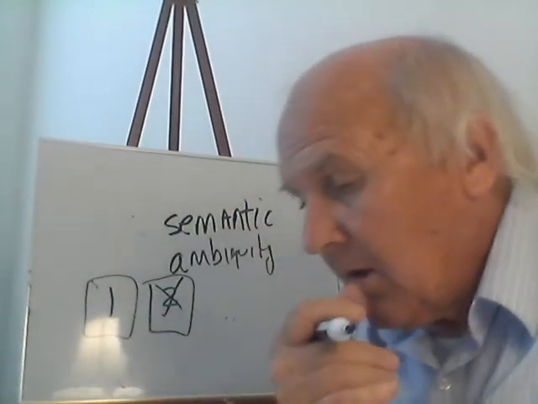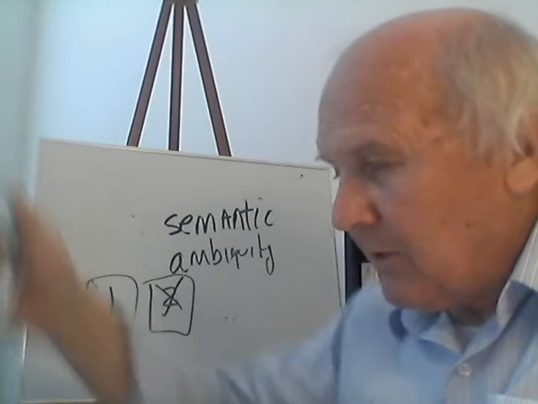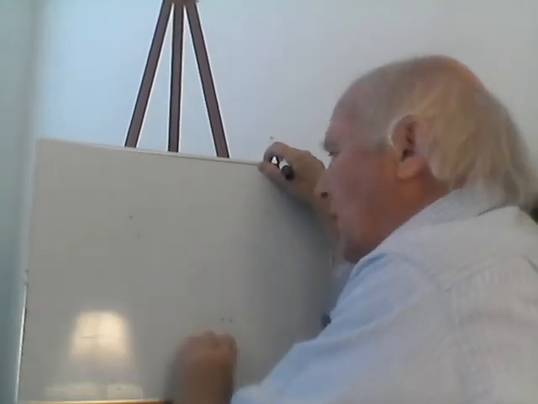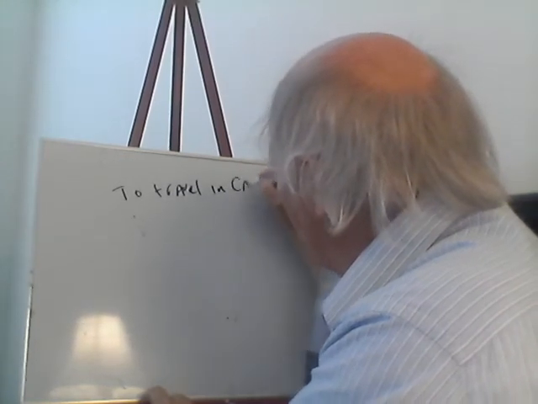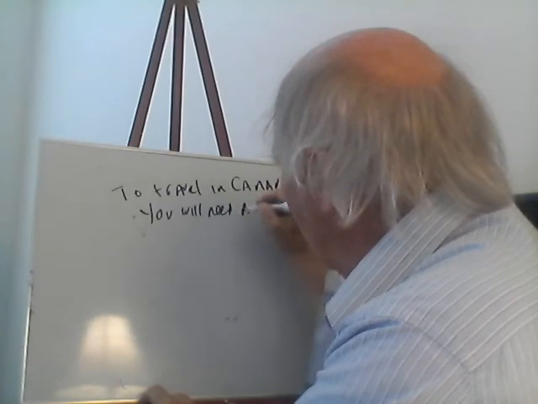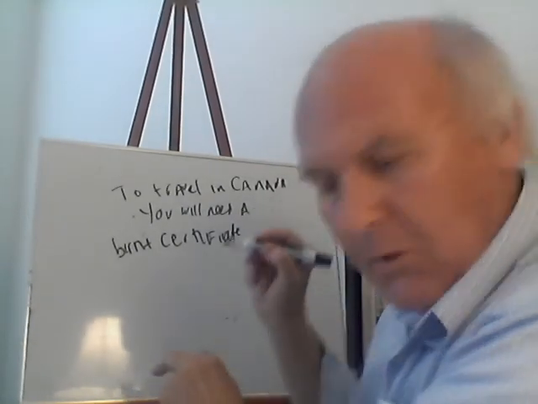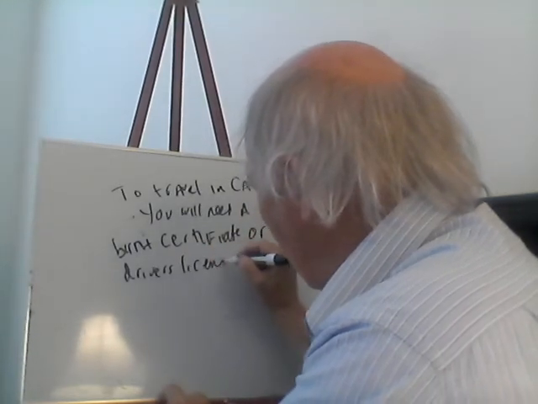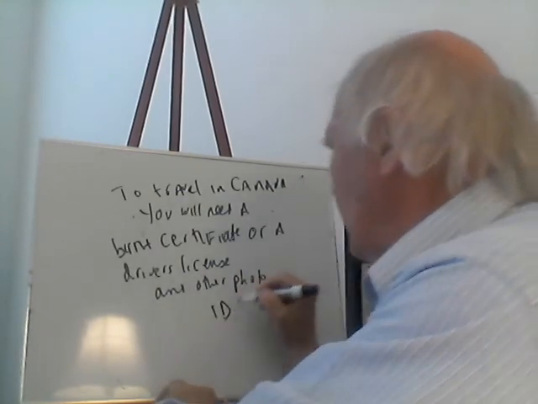Let's say this is a more serious one. This is from a AAA pamphlet talking about what type of identification you need for people traveling to Canada. Here's what it said. Maybe I should write this one out because it's a little more complicated. So, to travel in Canada, you will need a birth certificate or a driver's license and other photo ID. Now, this is going to create big problems because you don't really know what you need.